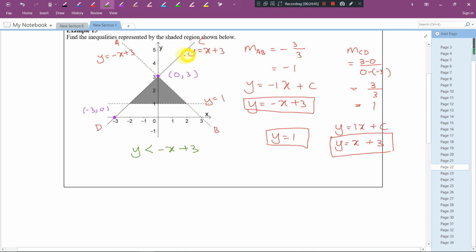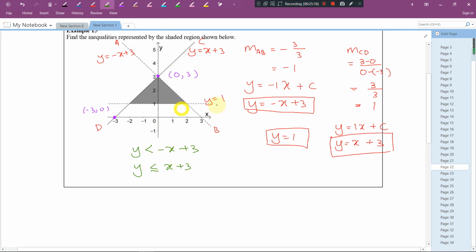Now we go to the second straight line, y equals x plus 3. The same thing, this shaded region is below this straight line, so I have to use the symbol less than. But this straight line is a solid straight line, so I have to add this sign, less than or equal to.